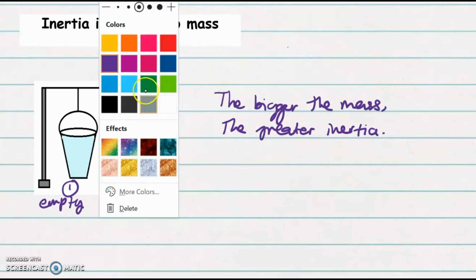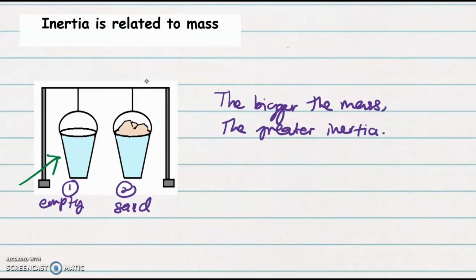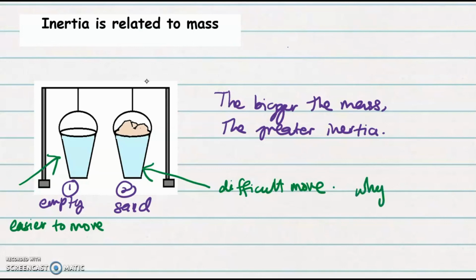So what happens if you try to push the empty bucket? It feels easier to move. But what happens if you try to push bucket number 2? It feels difficult to move. Why? Because the bucket filled with sand is heavier, so it has greater inertia. It resists moving and wants to stay at rest.